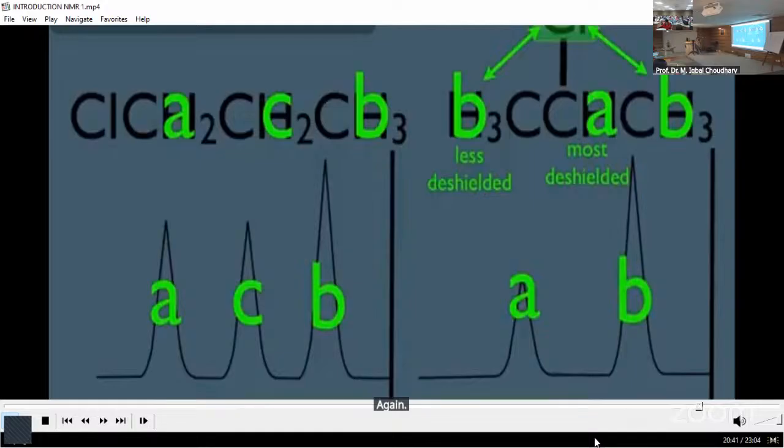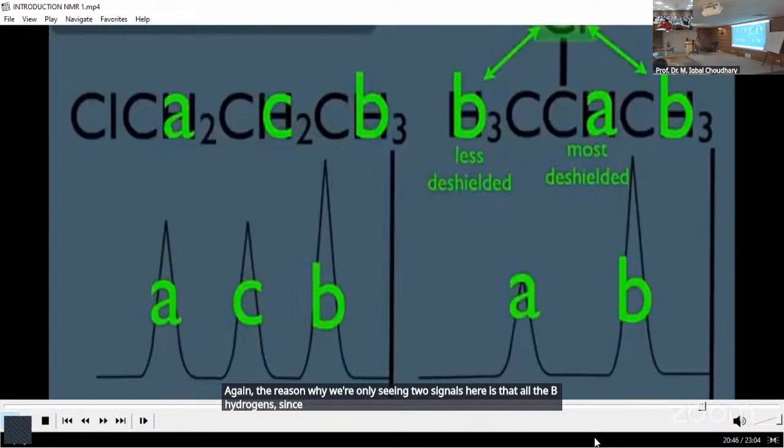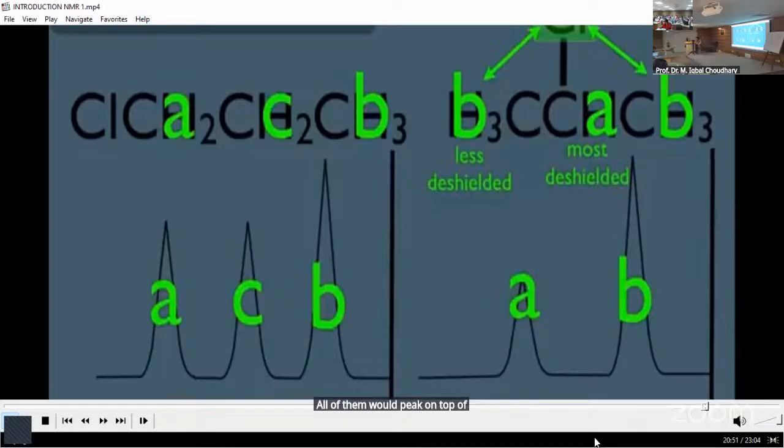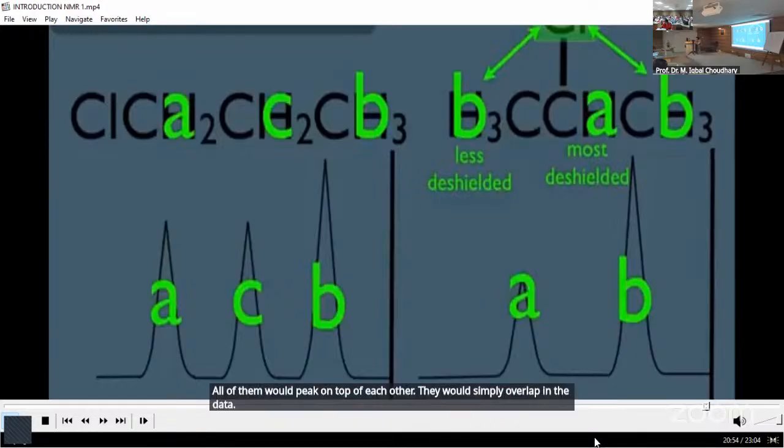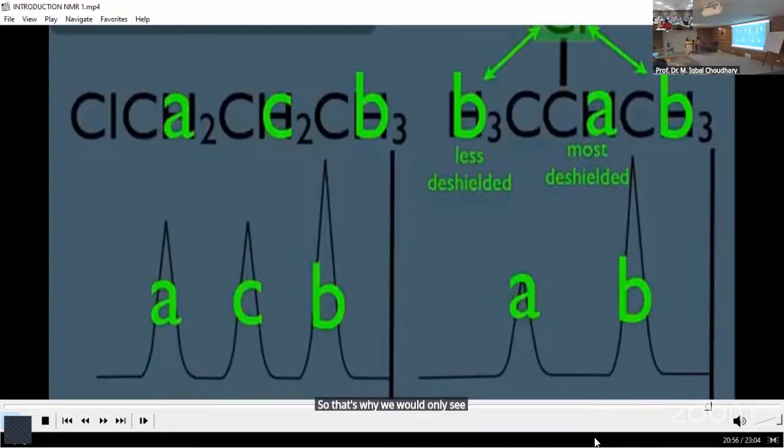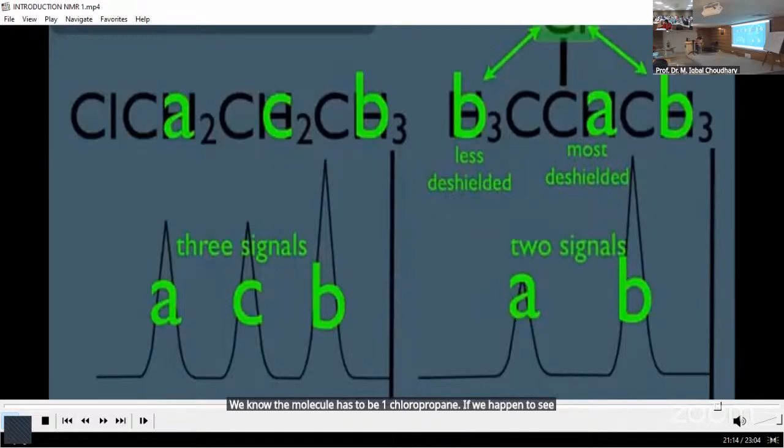Again, the reason why we're only seeing 2 signals here is that all the B hydrogens, since they have the same amount of energy to bring them into resonance, all of them would peak on top of each other. They would simply overlap in the data. So that's why we would only see 2 peaks in his spectrum. So notice it's the HNMR that helps us distinguish these 2 structures, which means if we throw our unknown sample into the HNMR and we see 3 signals, we know the molecule has to be 1-chloropropane. If we happen to see 2 signals, we know the molecule therefore must be 2-chloropropane.